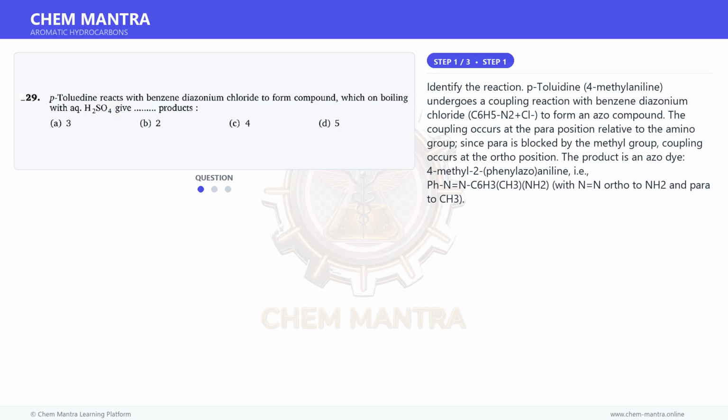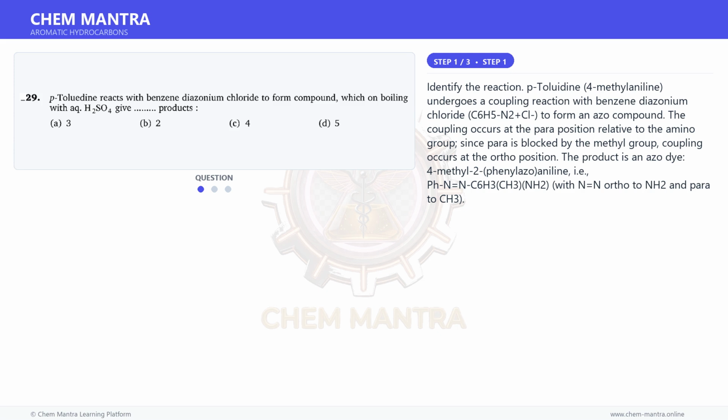Identify the reaction. P-toluidine, 4-methylaniline, undergoes a coupling reaction with benzene diazonium chloride, C6H5N2+ Cl-, to form an azo compound. The coupling occurs at the para position relative to the amino group. Since para is blocked by the methyl group, coupling occurs at the ortho position.